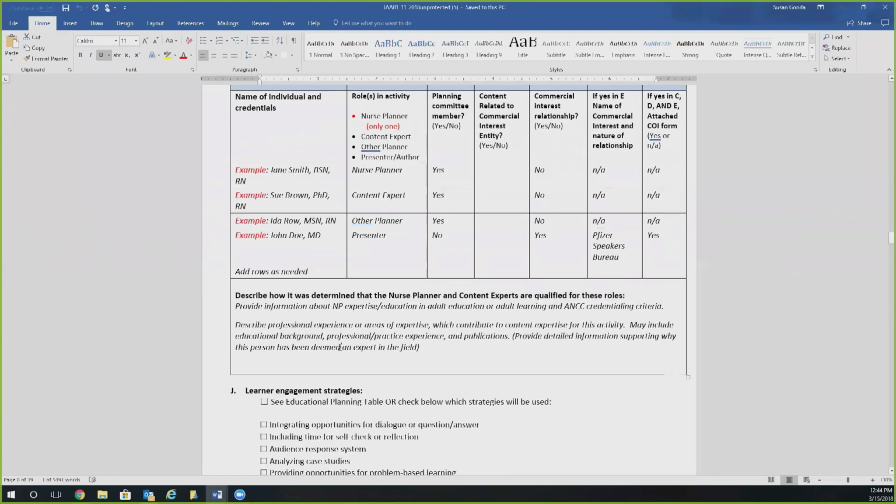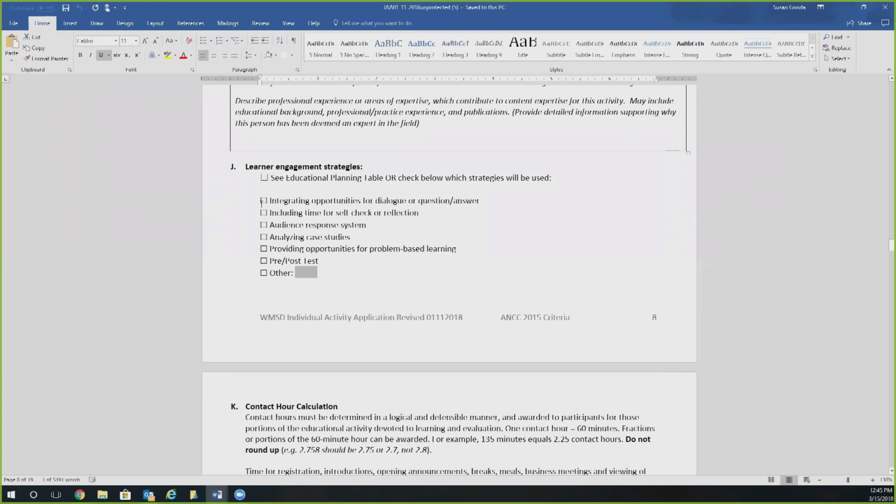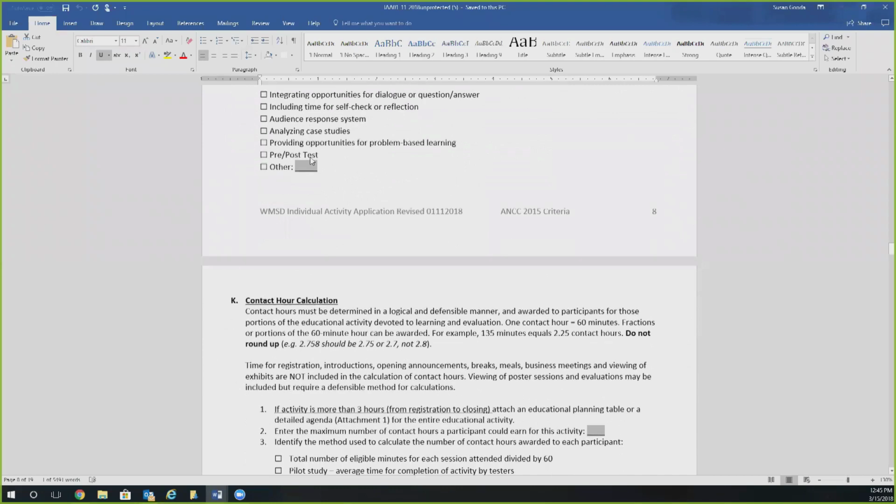Again, write 1 or 2 sentences about the content expert and why you deem that they're the content expert who can review the content of all the presenters and know whether it's good, bad, and should be removed, or it can stay in the presentation. Your learner engagement strategies: again, here's where it says to fill it in on the educational planning table, or figure out what you're going to do here. And I just suggest filling out the planning table.